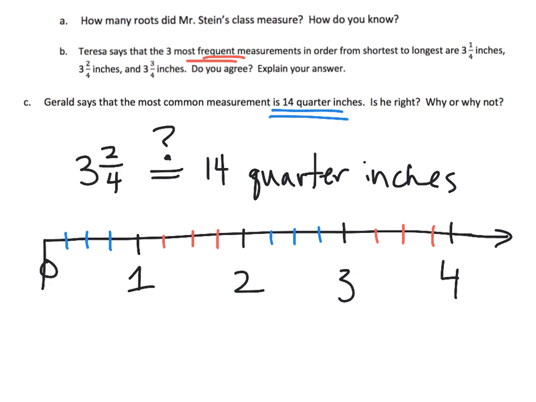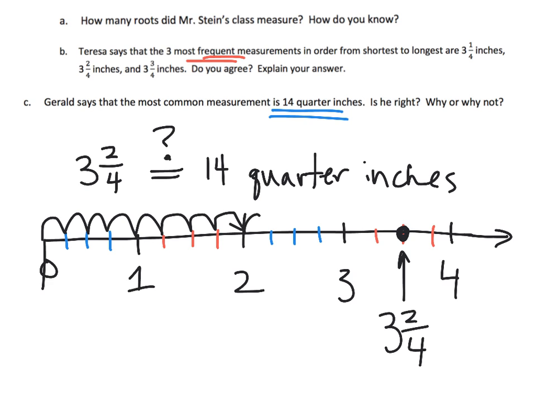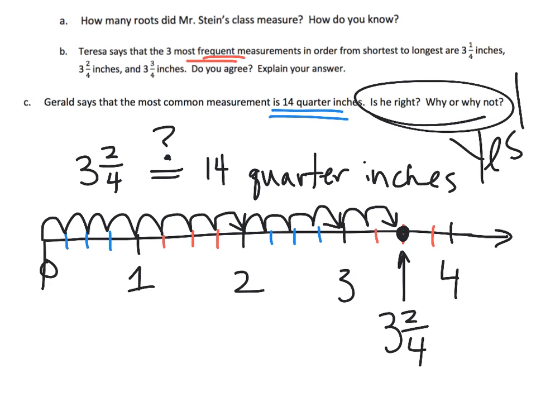Now, where is 3 2/4? Well, 3 2/4 would live right here. That's 3 2/4. So now we have to see if that's equal to 14 quarters. So we're just going to count. 1, 2, 3, 4 quarters equals 1 whole. 5, 6, 7, 8, 9, 10, 11, 12, 13, 14. So the answer is yes, he is indeed correct.